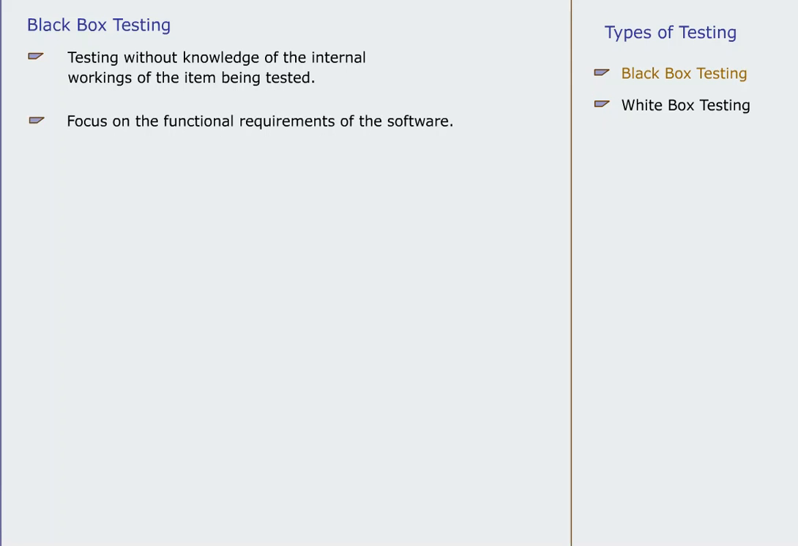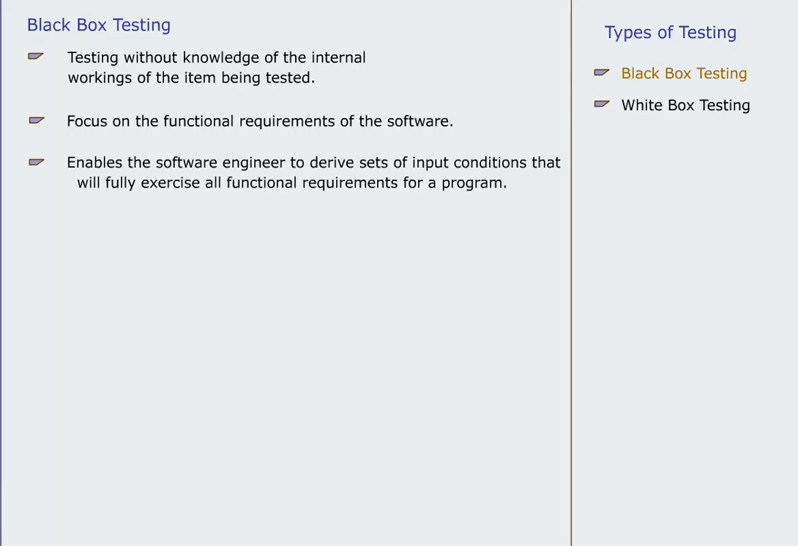Black box testing focuses on the functional requirements of the software. That is, black box testing enables the software engineer to derive sets of input conditions that will fully exercise all functional requirements for a program.